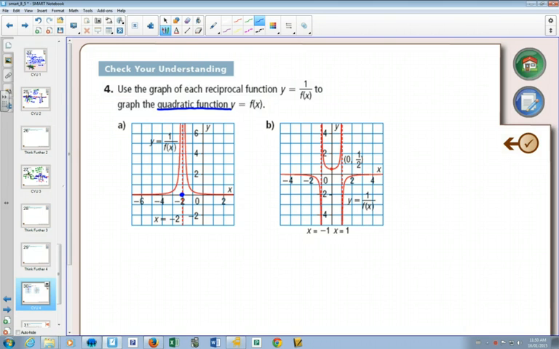One vertical asymptote, there's only one x-intercept? There's only going to be one x-intercept. That would be the vertex? Probably going to be the vertex, yes.